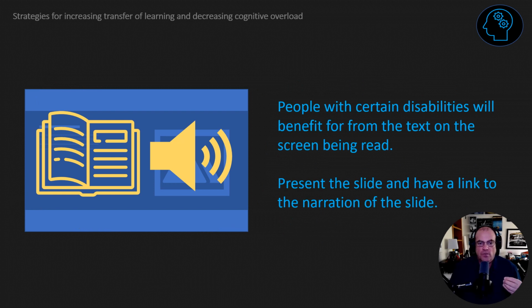The next step: there are certain people with disabilities that have trouble reading, whether they're visually impaired or dyslexic like I am. I really appreciate it when there's just a button I can click so I can listen to what's on the screen, right? It gets read to me. That's a fantastic idea, because when those words on the screen are read to me, I'm not reading at the same time.